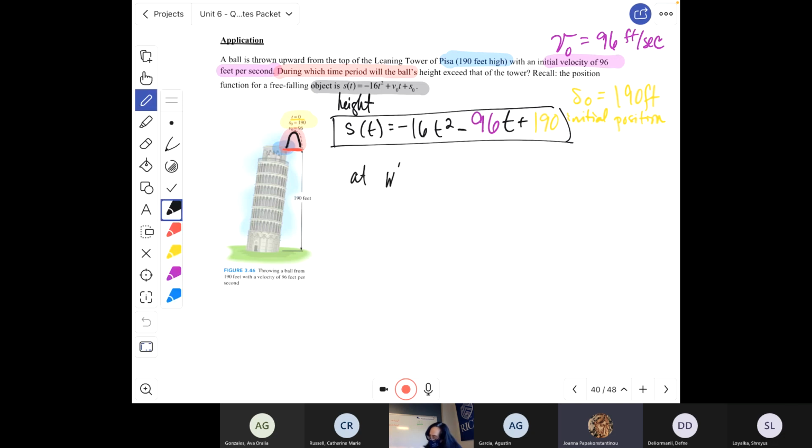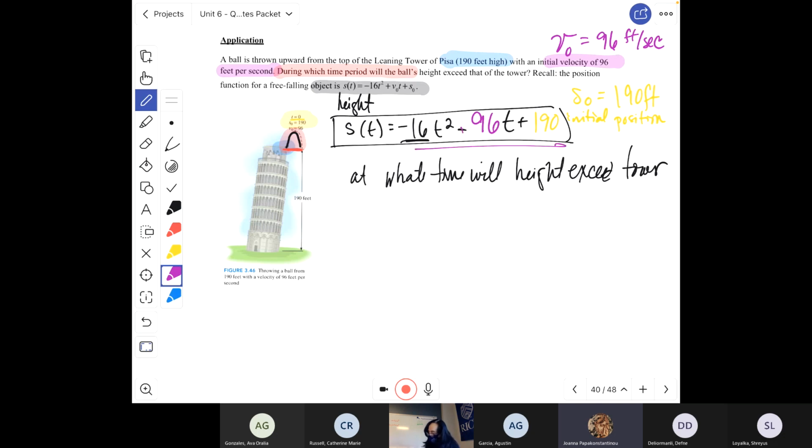At what time will height exceed tower? Why is it negative? I'm sorry? Why is it negative? Because this is the function. 96. Oh no, it should be plus. Thank you. Because I probably stopped mid-sentence to write and didn't finish.